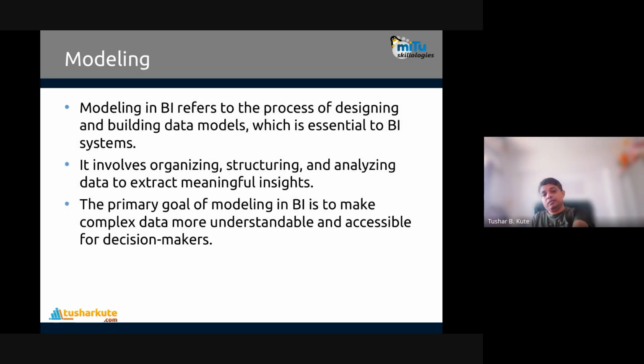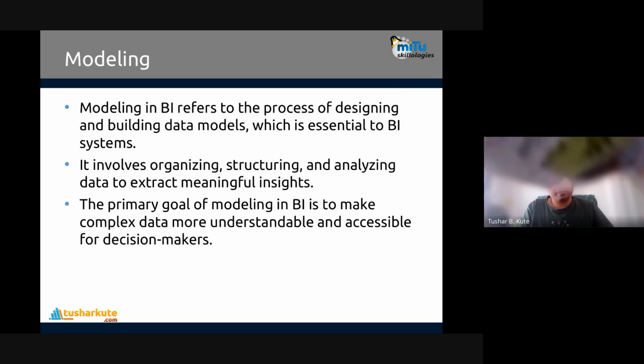Now, what is modeling? Modeling is the process of designing and building the data models, which is essential for BI systems. Three steps are there in it. First, organize it. Second, structure it. And third, analyze it. Organize, structure, and analyze the data to extract meaningful insights from it. That's called modeling, a common process followed for building the model.